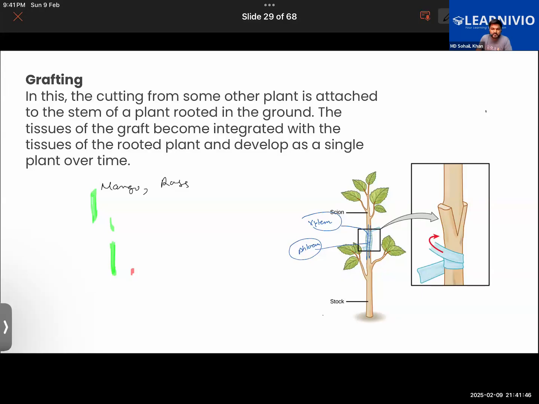Can it be done for apple? Yes. We can grow apples also by the grafting method. Then you have guavas also. Avocado is there. Then there are many vegetable plants that can also be grafted. For example, tomatoes can be grafted with many other varieties of tomatoes.